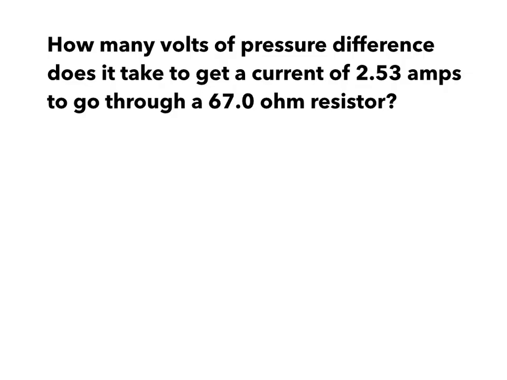So to see how this would work in a problem, let's say we were asked how many volts of pressure difference does it take to get a current of 2.53 amps to go through a 67 ohm resistor. So my first thing I'm going to do is write Ohm's law as it appears on my reference tables. And then I'm going to substitute into the formula with units.